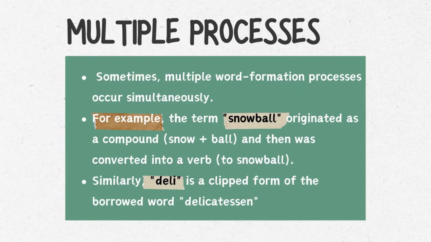Multiple processes. Sometimes multiple word formation processes occur simultaneously. For example, if we take the term snowball, it originated as a compound word from snow and ball. Then it was converted into a verb, to snowball. Now, here we can see there are multiple word formation processes occurring simultaneously with a single word, snowball.